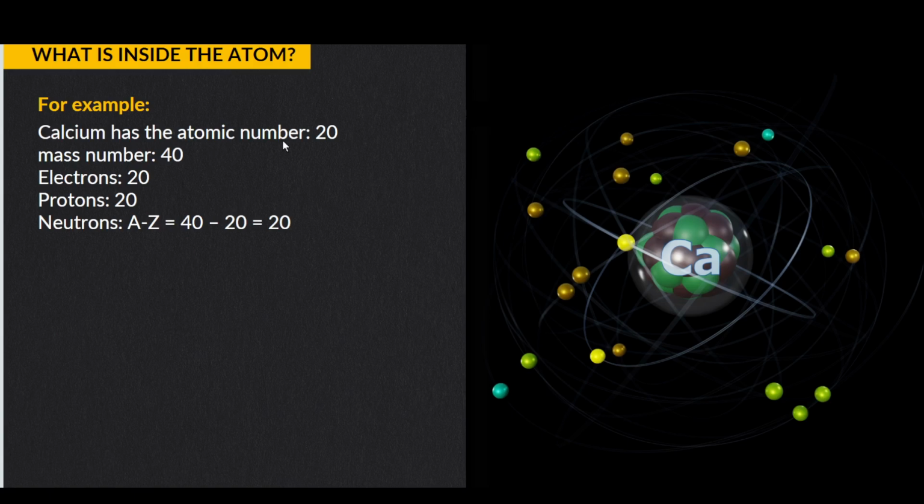For example, calcium atomic number is 20. That means there are 20 protons and electrons. Mass number is 40. Electrons are 20 because atomic number means number of protons or electrons. So protons are also 20. Neutrons would be 40 minus 20, because mass number minus atomic number gives us the number of neutrons. That means there are 20 neutrons.